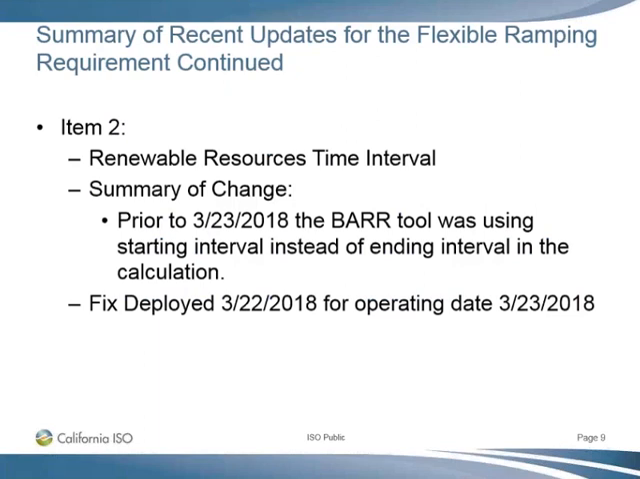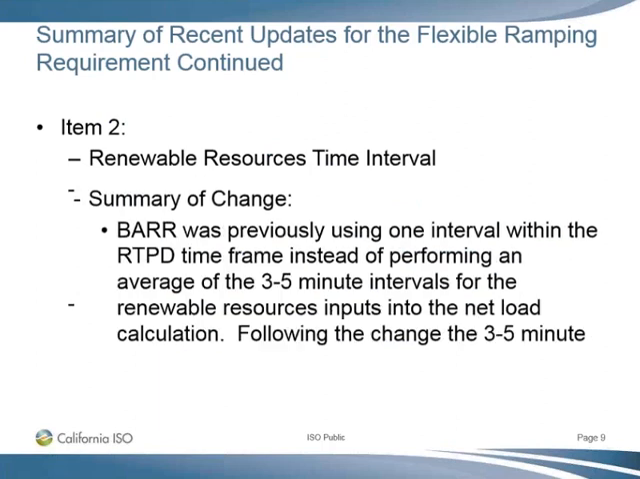The next item that was found was that the BAR tool was using a starting interval instead of an ending interval for the calculation of renewables, and that fix was deployed on 3/22 for operating date 3/22. We really didn't see significant changes in the requirement values from that change.